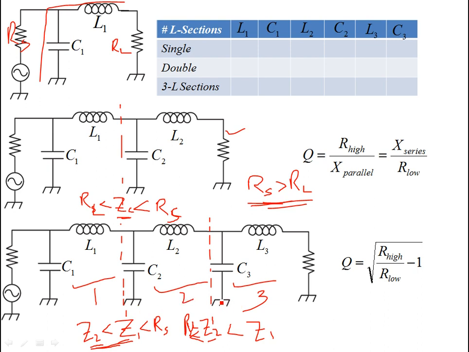Similarly, for n cascaded L networks, you have n minus one center impedances, and you can set these values of the center impedances accordingly, depending on which side the shunt reactive element is. So which side is higher, the source resistance or the load resistance. Accordingly, you're going to set your center impedances.